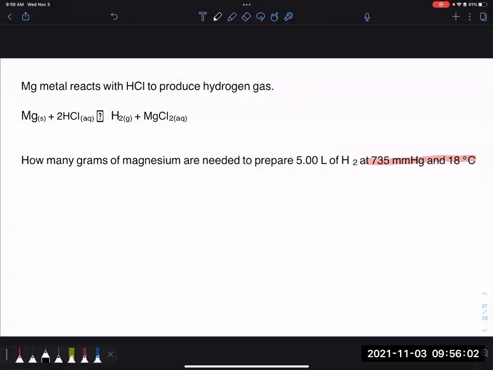So we have, you always got to start with what you're given. So we're going to have 5 liters of hydrogen at these conditions. So we can calculate our number of moles.